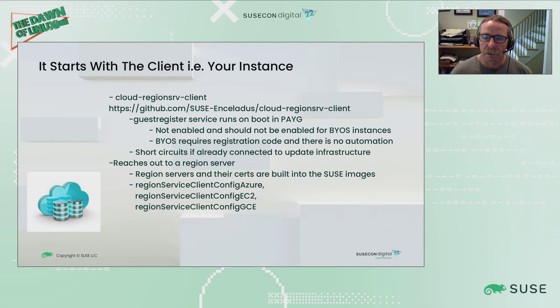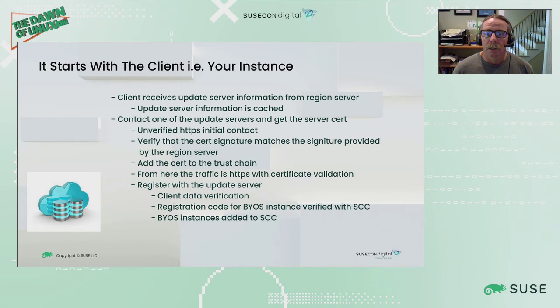The region server list is built into the images, both pay-as-you-go and on demand. The images contain these framework-specific packages that provide the configuration for the guest register service. Once the client reaches out to the region server, it receives certain information about the update infrastructure, and that information is then cached locally on your system.